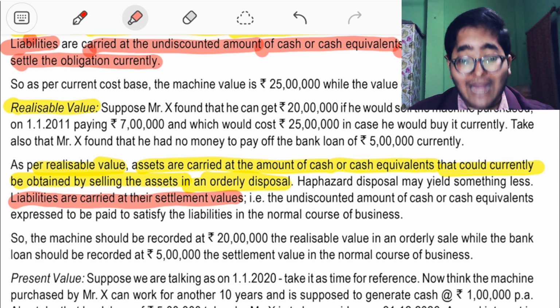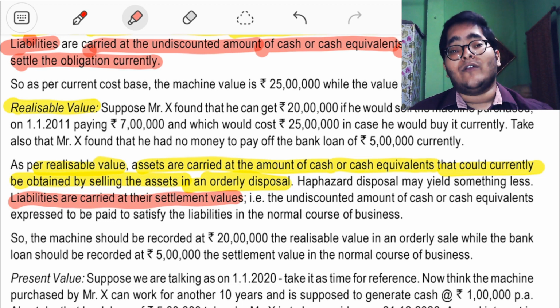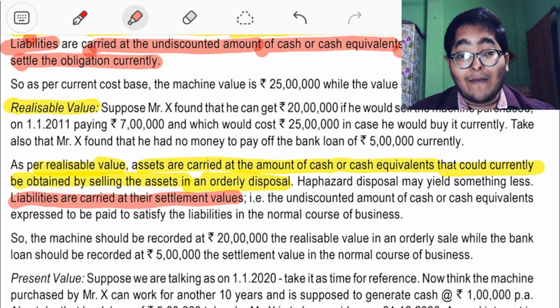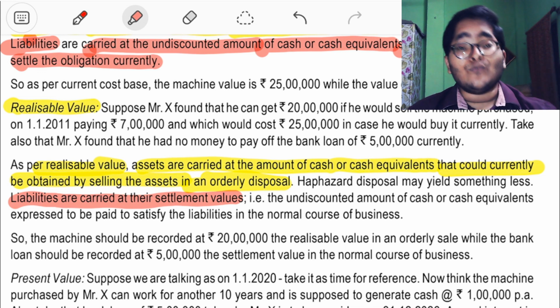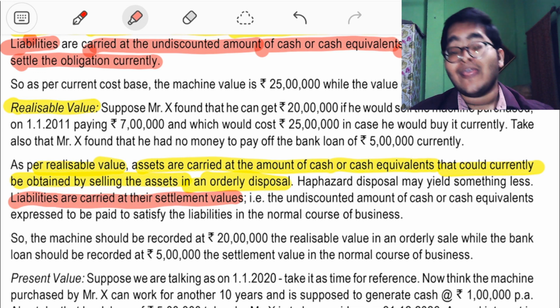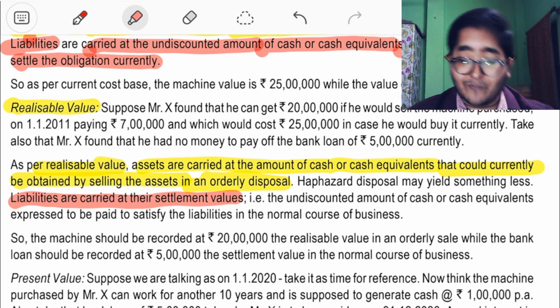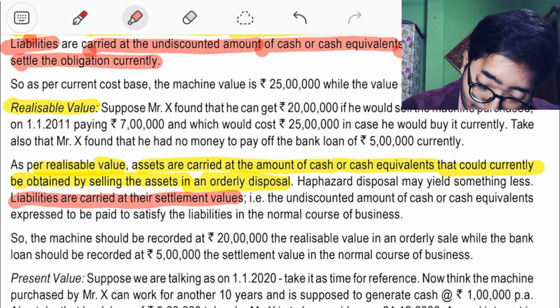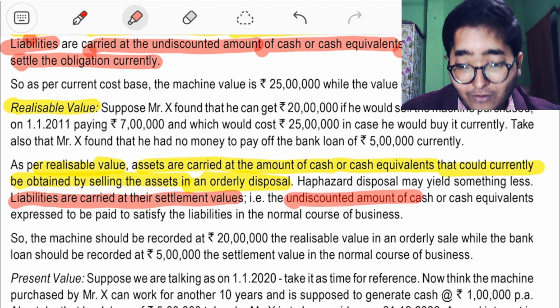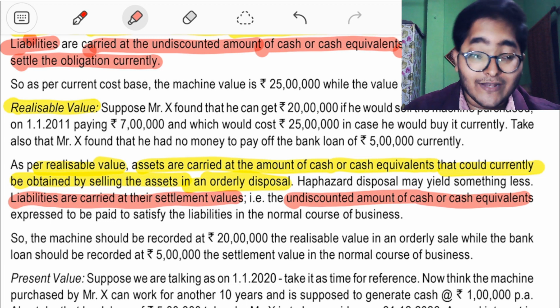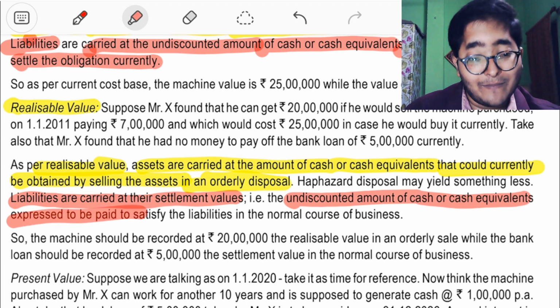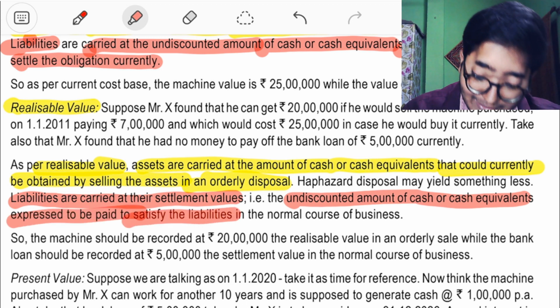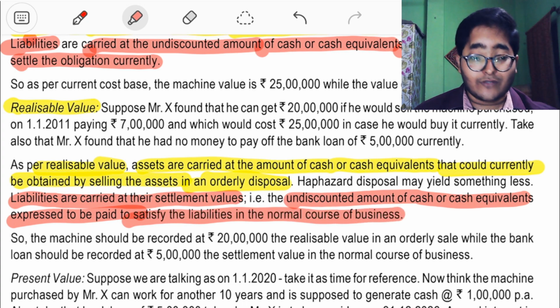The realizable value of a liability is that amount that needs to be paid by the business to set off or settle that liability or obligation in its normal course of business. The realizable value of the liability is the undiscounted amount of cash or cash equivalents expected to be paid to satisfy the liabilities in the normal course of business.